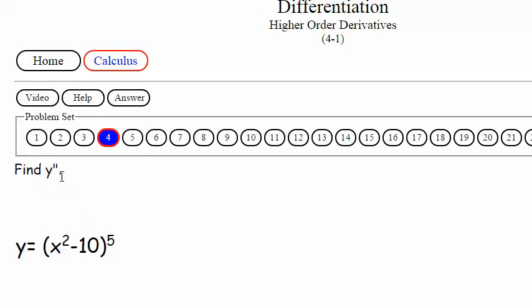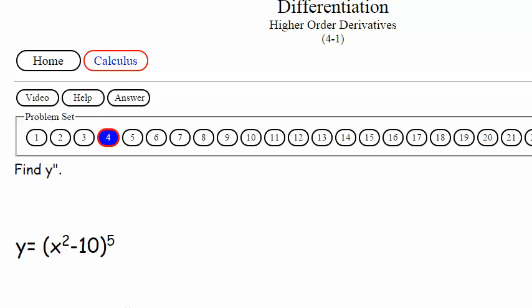Alright, it says find. What does this mean? Take the second derivative. Find y double prime. And I'm going to take a second here and write this down. X squared minus 10 raised to the fifth power. Okay.